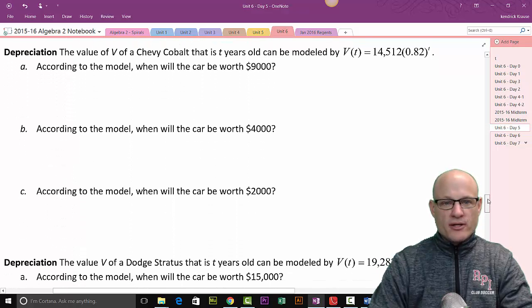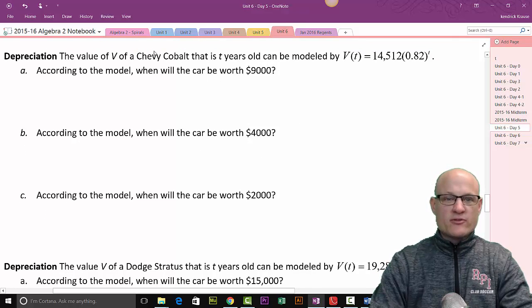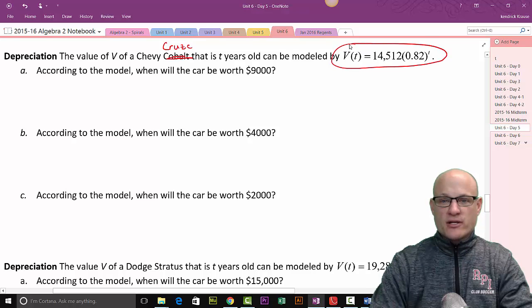All right, the Chevy Cobalt. I don't even think they make a Chevy Cobalt. Let's call this the Chevy Cruze because now we have a Chevy Cruze. Its value can be modeled using this equation. Now, I want you to ask me, is this growth or decay? That number is between 0 and 1, right? So therefore, it's decay, and of course it's decay. It's a car that's dying. And if I asked you what was the starting value of this car, you'd say it was a $14,512 car. So I want to know when will it equal 9,000.